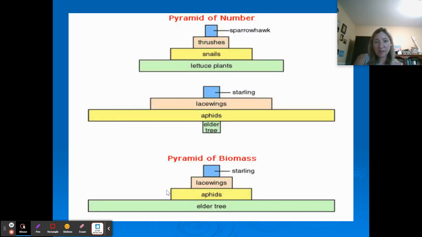So kind of same idea here if we're looking at pyramid of numbers versus pyramid of biomass for the same species. If you look at the bottom two here, you've got the elder tree on the bottom, aphids, lacewings, and starlings, and you have those same things here for the pyramid of numbers, but it's very different for biomass than it would be for pyramid of numbers. Very few trees are needed to support all those aphids. So just a different model. If you see something like this, don't be like, no, that's wrong, that's not how the energy passes up. You might want to take a look at your labels and see if it's actually talking about how many elder trees versus aphids, etc.